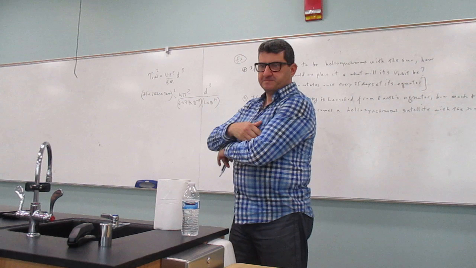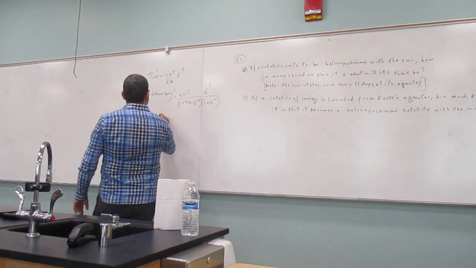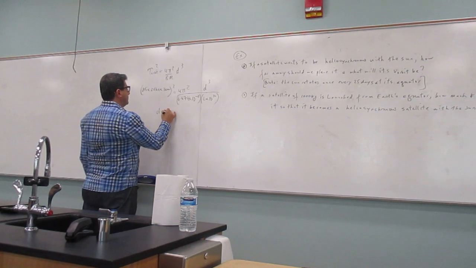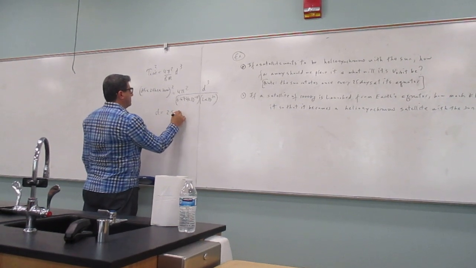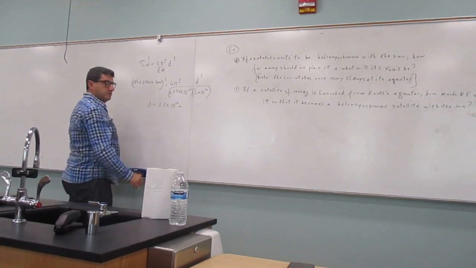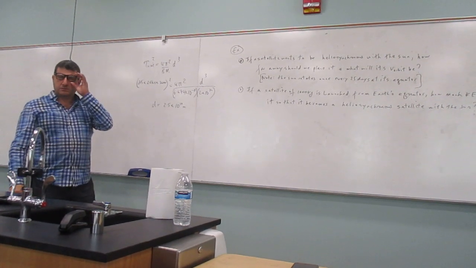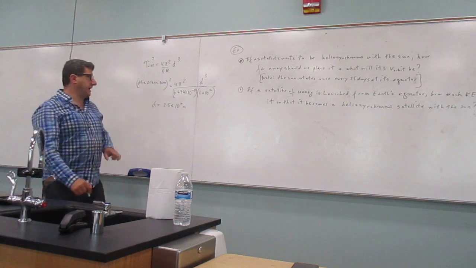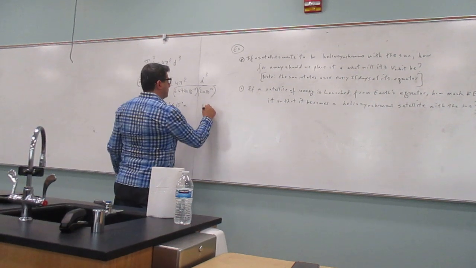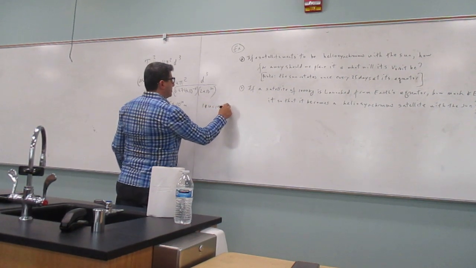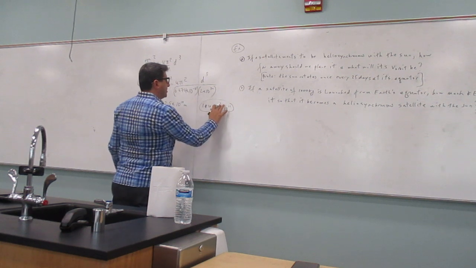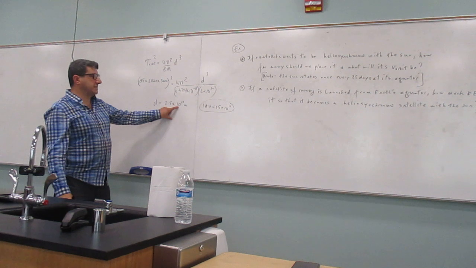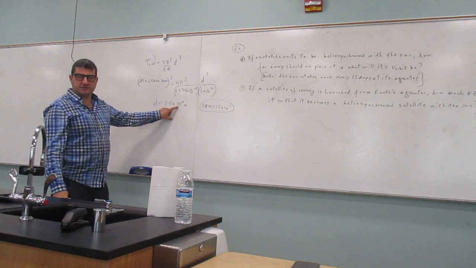Got it? I got 2.5 times 10 to the 10th meters. Yeah, well, that's pretty big. I don't know, I might have messed up. Because remember, 1 AU is 1.5 times 10 to the 11th. So that's the distance of the Earth from the Sun. So this one is only 10 times smaller than that.